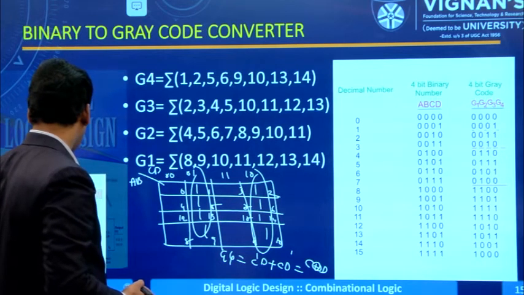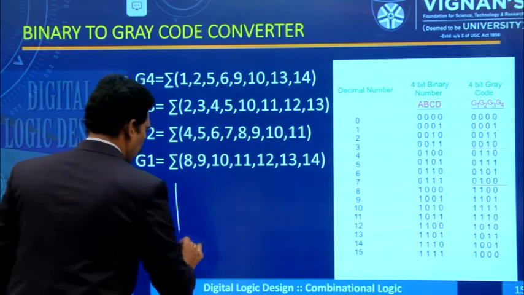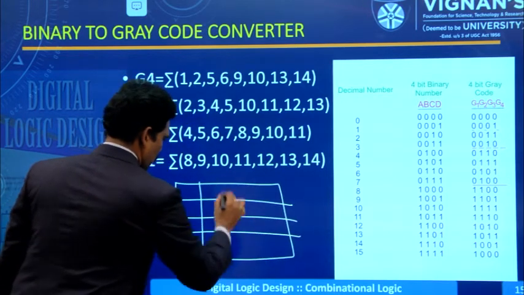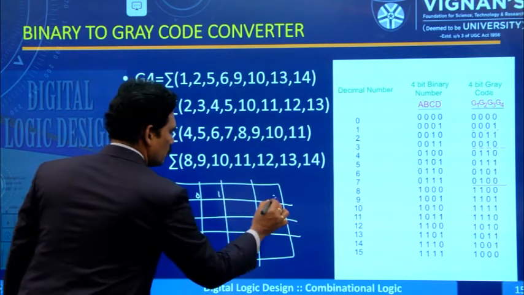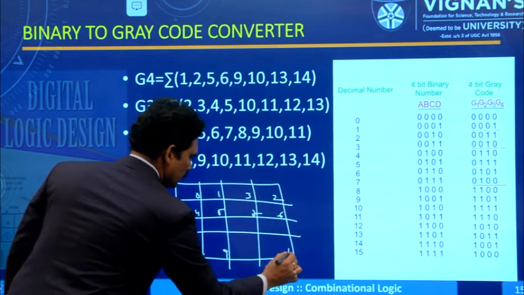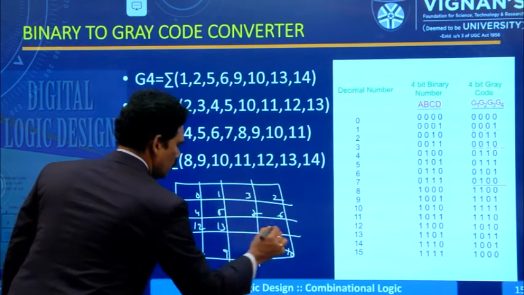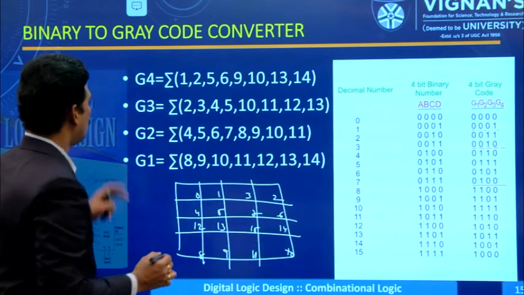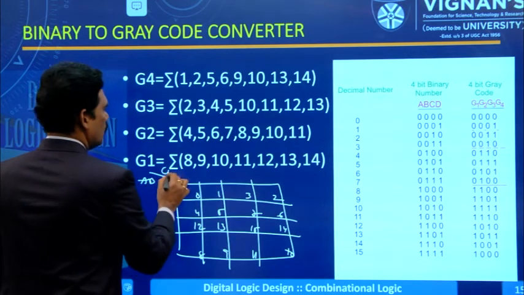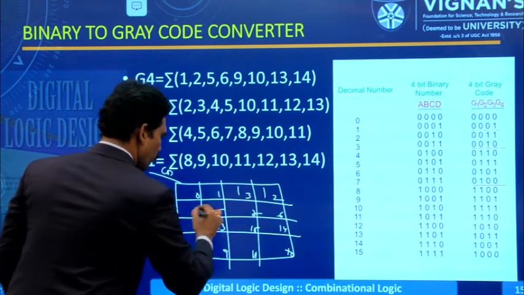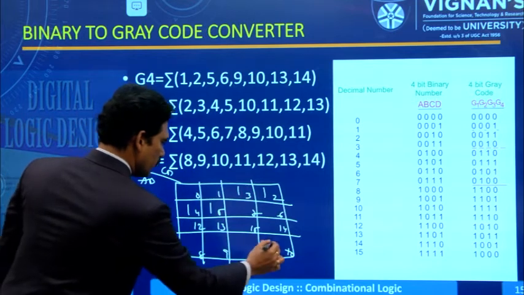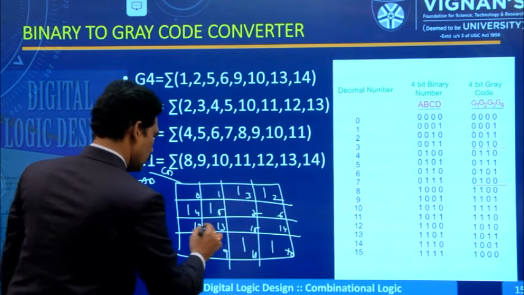Next, G3. So, we have to write for G3 also. 0, 1, 2, 3, 4, 5, 6, 7, 8, 9, 10, 11, 12, 13, 14, 15. So, what about G3? This is A, B, C, D. 2, 3, 4, 5, 2, 3, 4, 5, 10, 11, 10, 11, 12, 13, 12, 13.